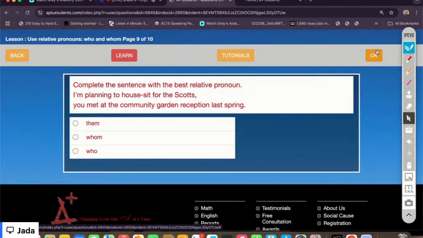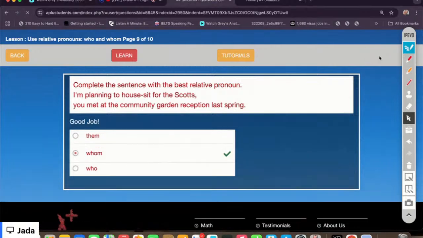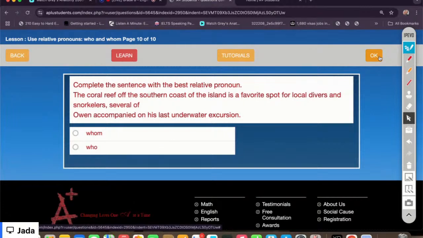All right. I'm planning to save seats for the skier whom she met at the community garden reception last spring. So, what? Whom, them, or who? So, you can say whom. Okay. So, you can say like you met him. All right. Something like that.